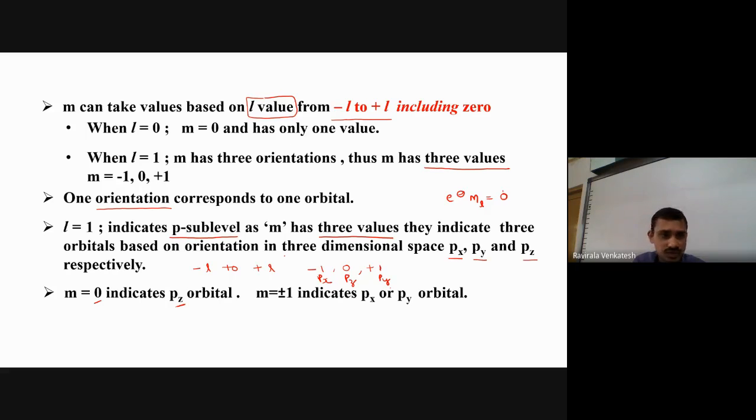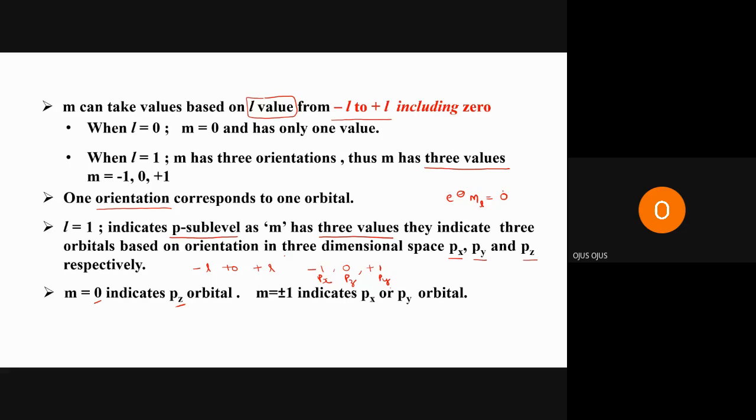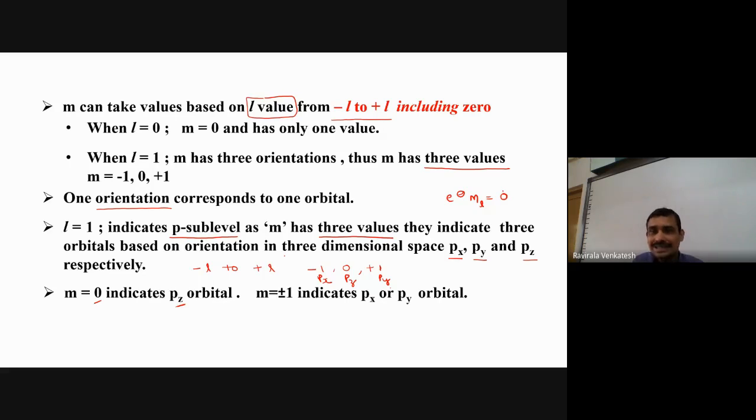Speak out, otherwise I will close this one. It is oriented on z axis. Very good, that electron is oriented. First of all, you say something.